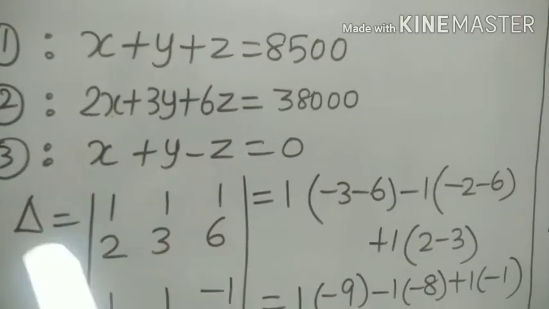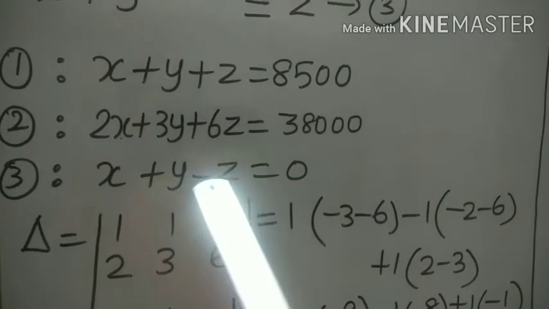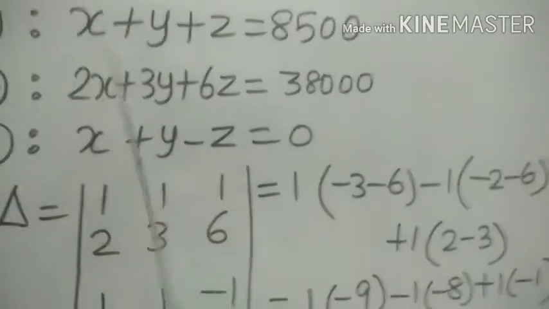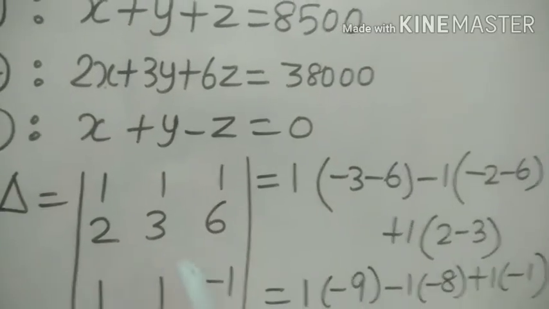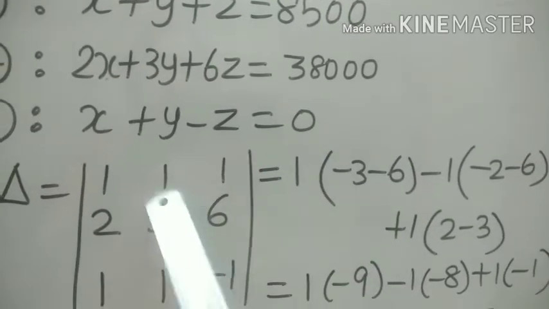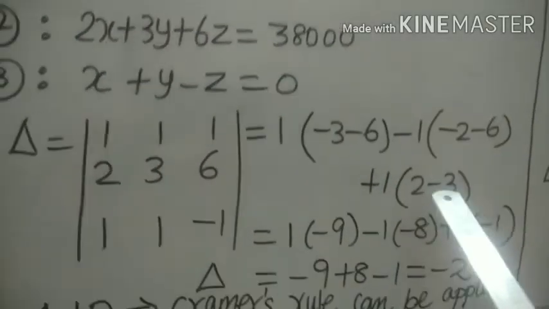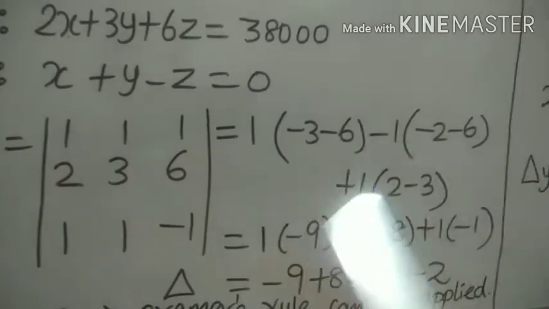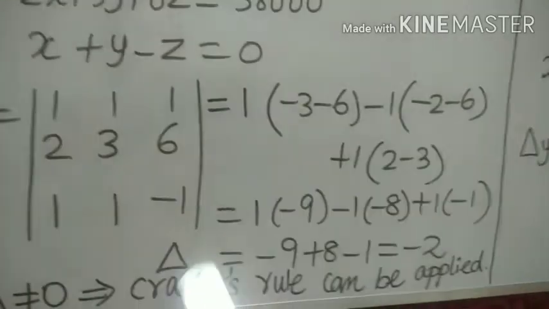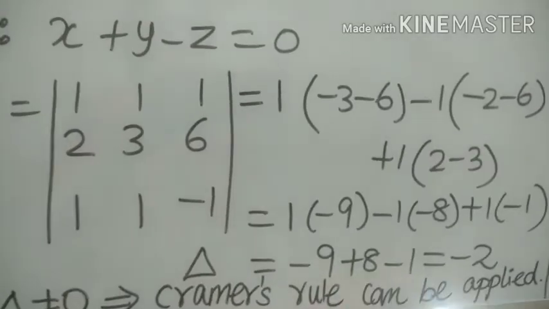How to write del? Writing all the coefficients: 1, 1, 1, 2, 3, 6, 1, 1, minus 1. Let us expand 1 into, hide the row, hide the column. So we get 3 into minus 1 minus 1 into 6. Same way we write the other elements. So symbols plus, minus, plus. So we have expanded: minus 3 minus 6, minus 2 minus 6, 2 minus 3. So we multiply and we arrive at the del value. Del not equal to 0, immediately write Cramer's rule can be applied.